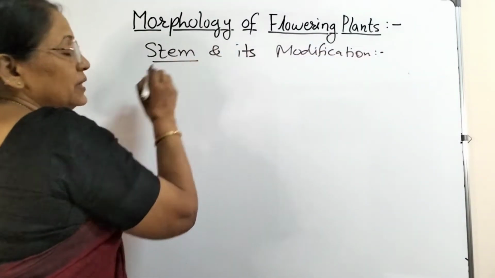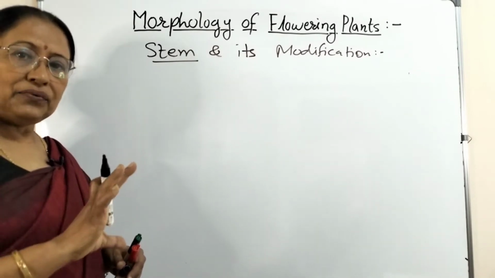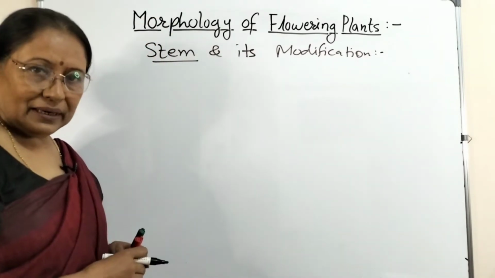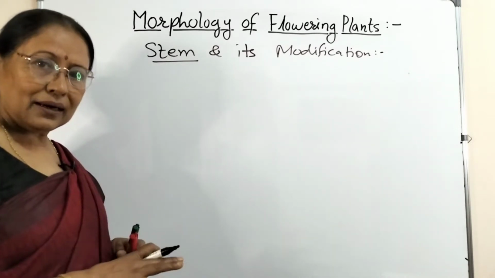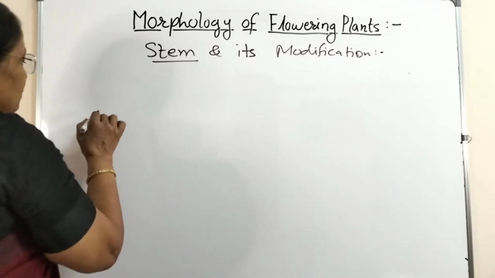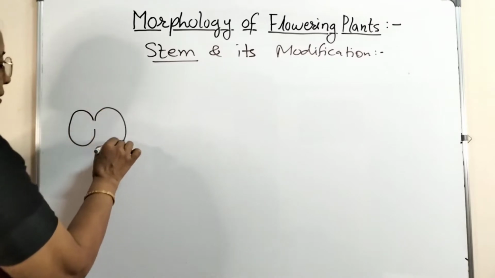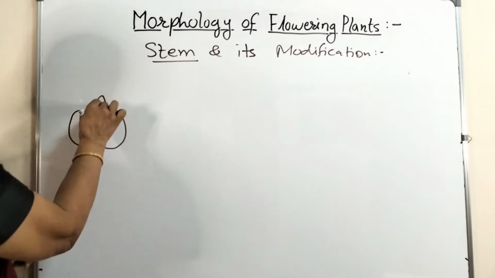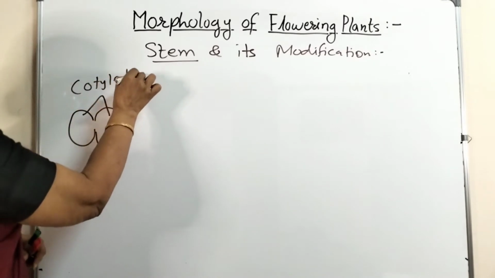What is the origin of stem? You know that stem is the part of the plant which lies above the soil level. Fine. Other than the modifications, of course, which can be underground. So the stem originates from, see, this is the seed. In the seed, these two are the cotyledons.